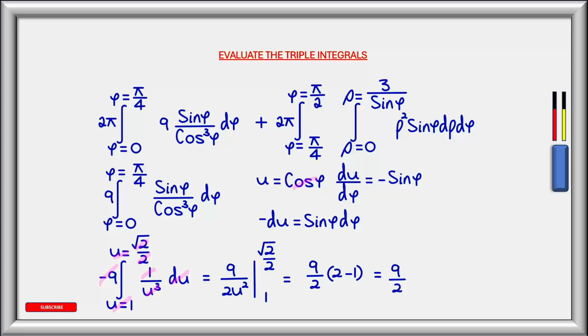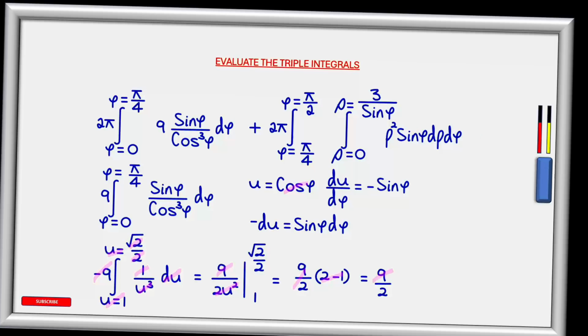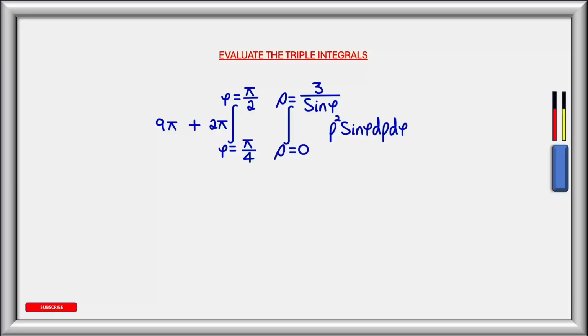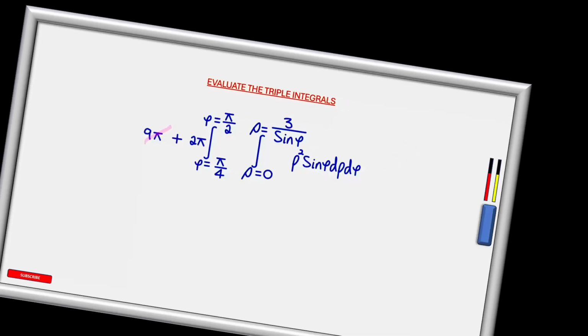Using the power rule to evaluate this, we get 9 divided by 2 multiplied by u squared. And plugging in the limits of integration, we have 9 divided by 2 into the bracket of 2 minus 1, which equals 9 divided by 2. And after multiplying through by 2 pi, the left of the plus sign evaluates to 9 pi.